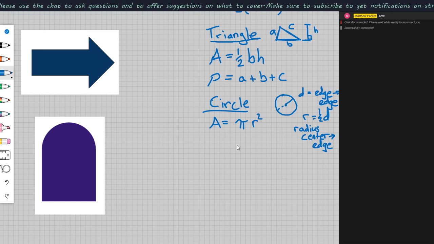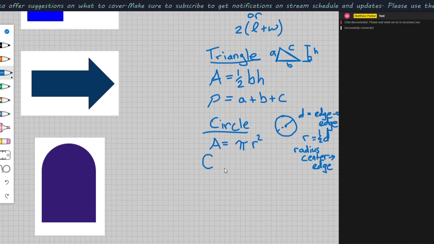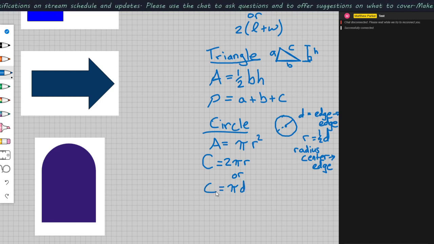Alright, and then for perimeter, we don't actually call it perimeter for a circle, we call it circumference. You'll see this big C. Oh, of course, now it turns into a circle. So you'll have two formulas for that. You can either use 2πr, which might be easy for you, so you only have to know what the radius is. Or π times diameter, for circumference, which makes sense because if I was to double the radius, I would get the diameter. So that's why that happens.